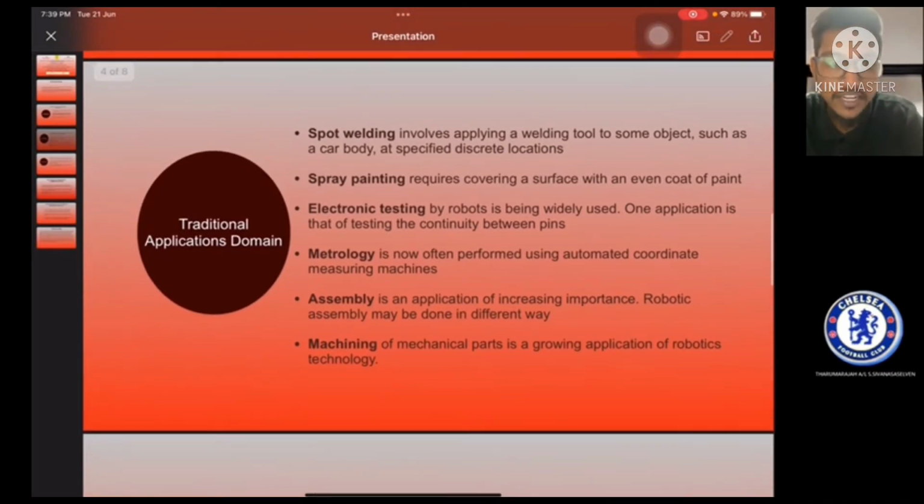The next one is the traditional applications domain. Basically, industrial robots have many applications, and the most representative can be described as follows. First, spot welding, spray painting, electronic testing, metrology, assembly, and finally machining.